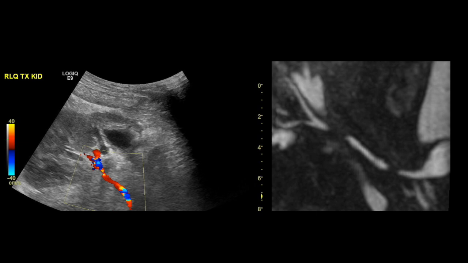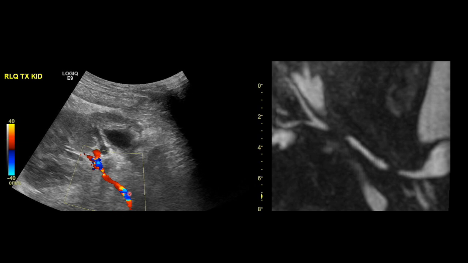So how do we see this on ultrasound? Here's an example of a transplanted renal artery. We can see that the scale here, which is akin to our pulse repetition frequency, is from 40 centimeters per second going towards the probe to minus 40 centimeters per second going away from the probe. If we just look at this, it looks quite confusing. It looks like flow going towards the transplanted kidney, then away, then towards, then away, then towards. And that doesn't really happen physiologically.